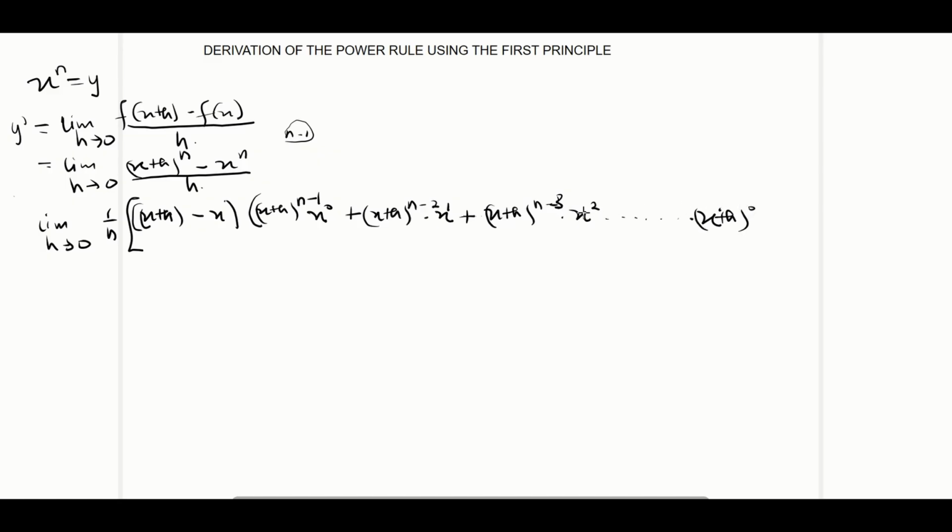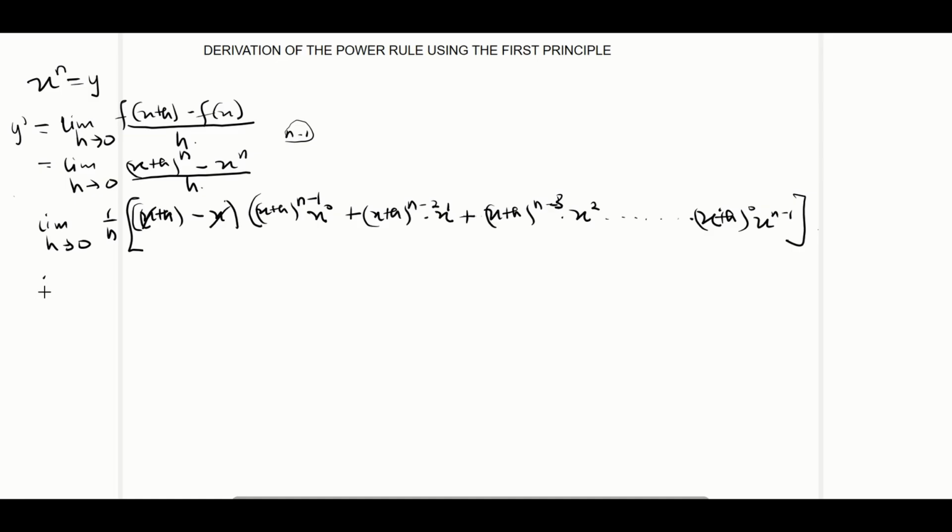Where here now goes to what? The highest term. But the highest term over here is what? n minus 1. So we are getting x to the power n minus 1. Okay. Now, as we have over here, we first have here x plus h minus x. This can take away this.